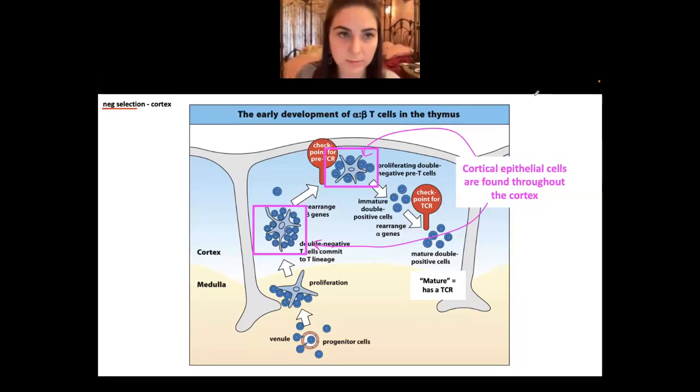You need to know that. Absolutely need to know. Have I mentioned you need to know this? Okay. You need to know negative selection happens in the cortex. That's why I use this figure a lot, because I think it has everything you need to know. These cells here are cortical epithelial cells. And again, cortical epithelial cells are in the cortex. So that's a reminder: they're going to play a role with negative selection, and the name tells you that's where it's happening.